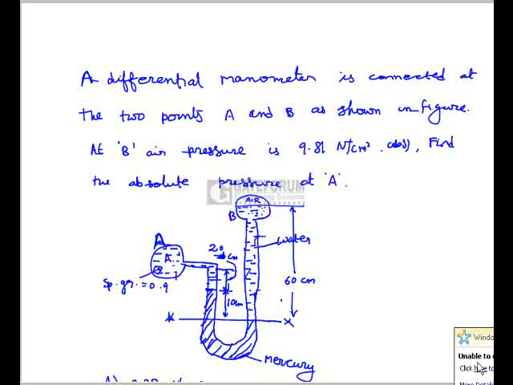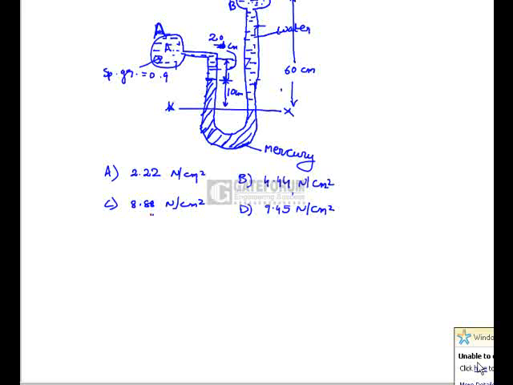Here the options are A 2.2 Newton per centimeter square, B 4.4 Newton per centimeter square, C 8.8 Newton per centimeter square, D 9.45 Newton per centimeter square.